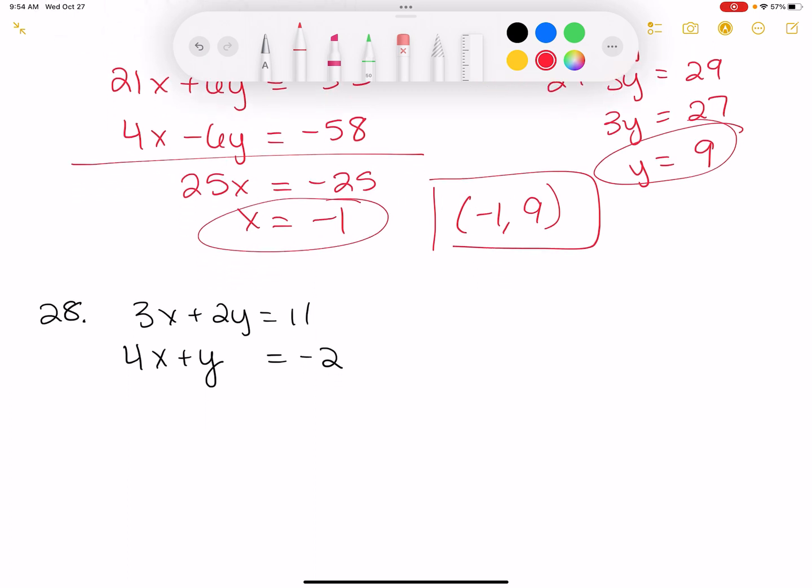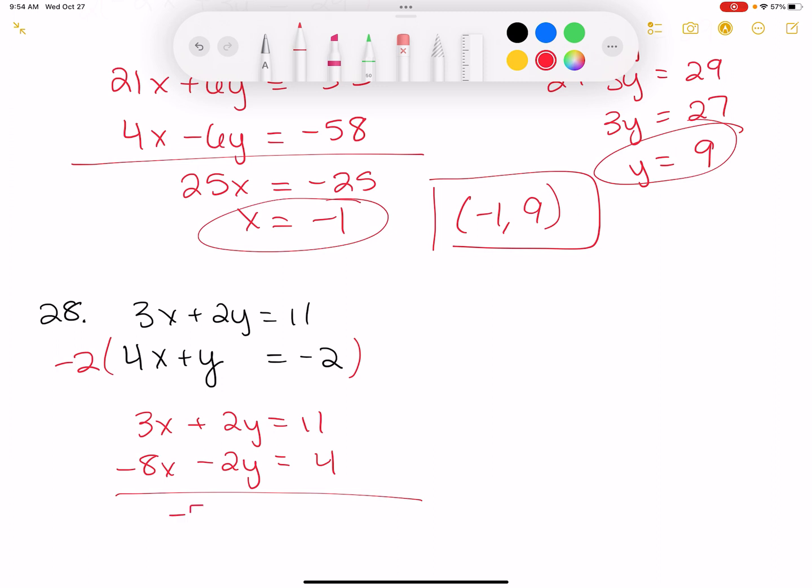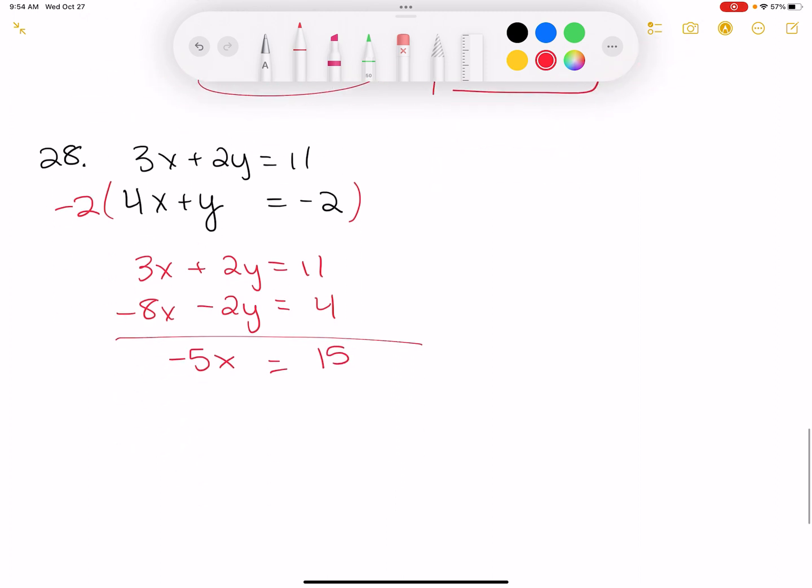Multiply what? The bottom one by negative 2. Okay, negative 2 for the bottom one. So I've got 3x plus 2y equals 11, and negative 8x minus 2y is equal to 4. So I get negative 5x is equal to 15. So x is equal to negative 3.